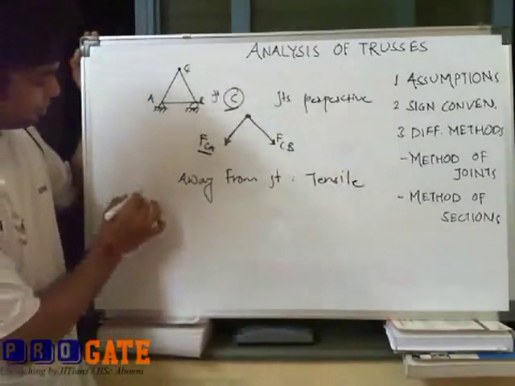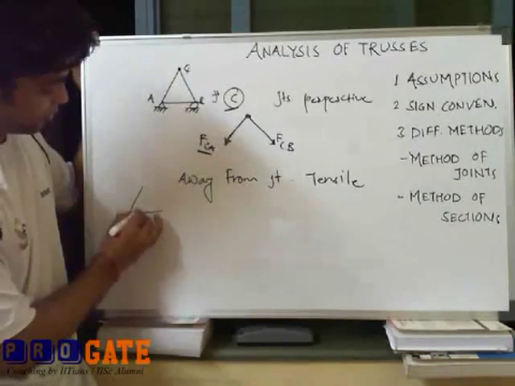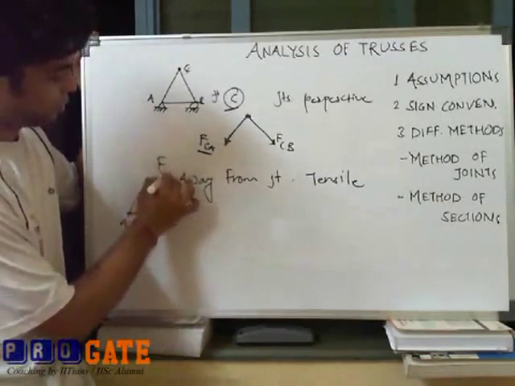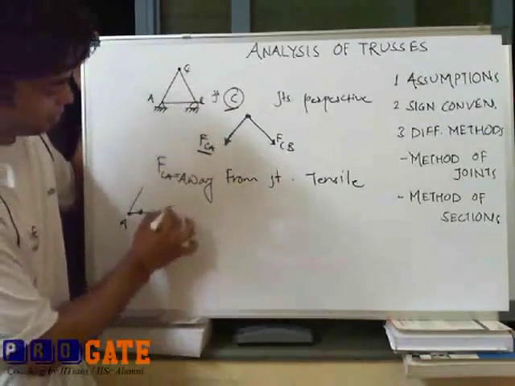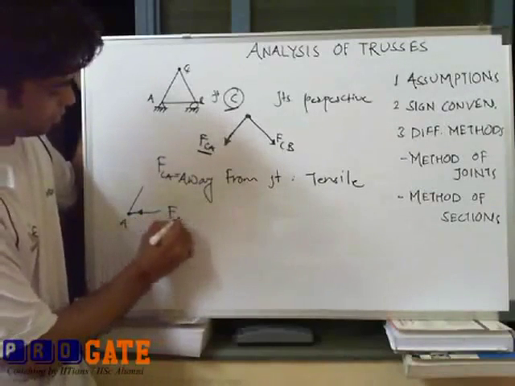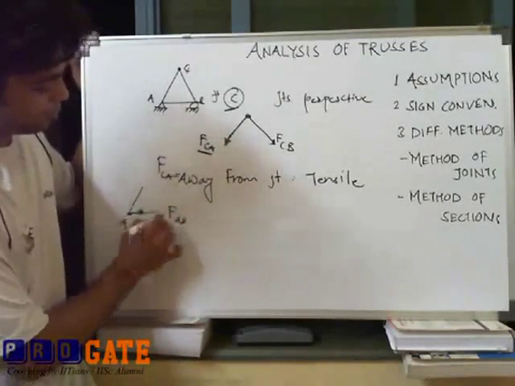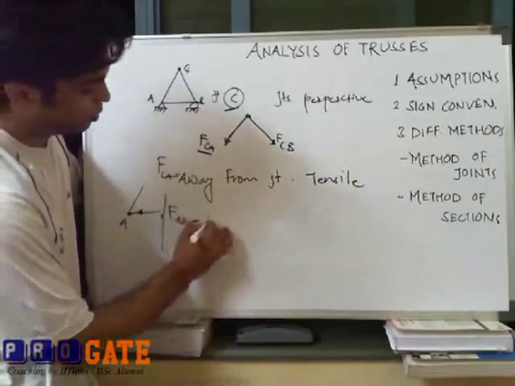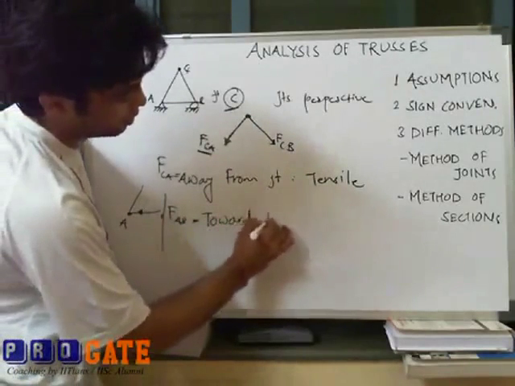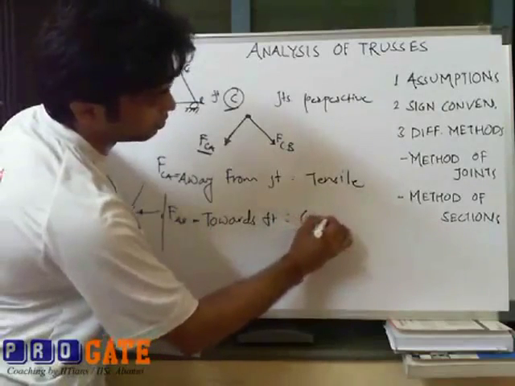And in the other case, consider joint A. If the force is like this, pointing towards the joint, so this was the force in member CA, we will call this the force in member AB. Here there is end B, so the force in member AB, which is pointing towards the joint, makes it a compressive force.